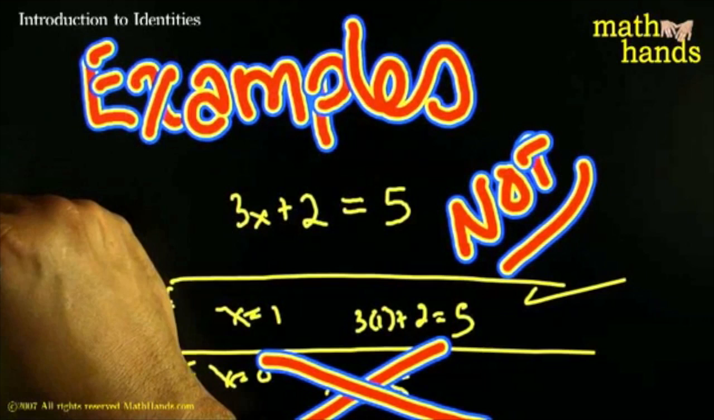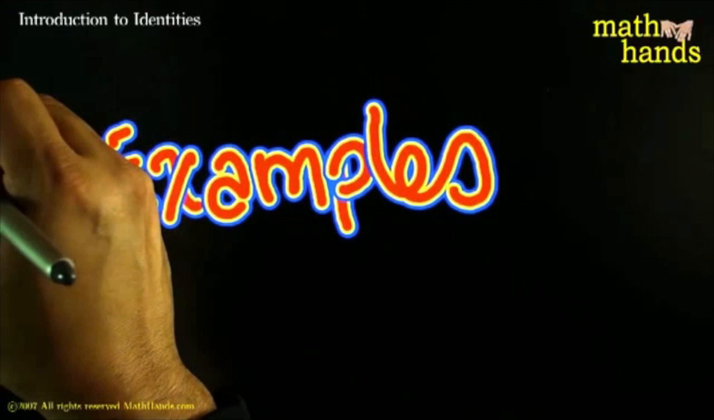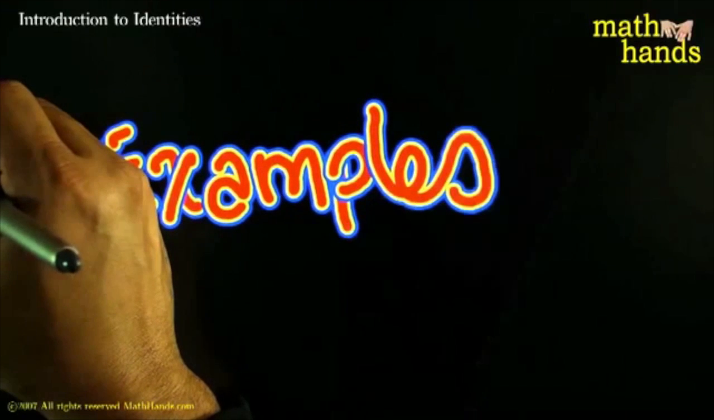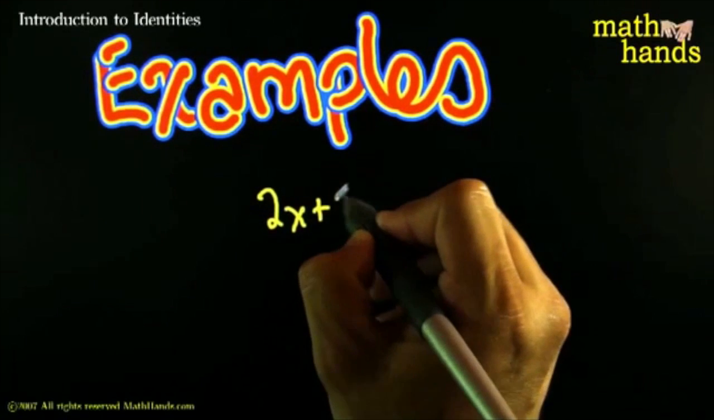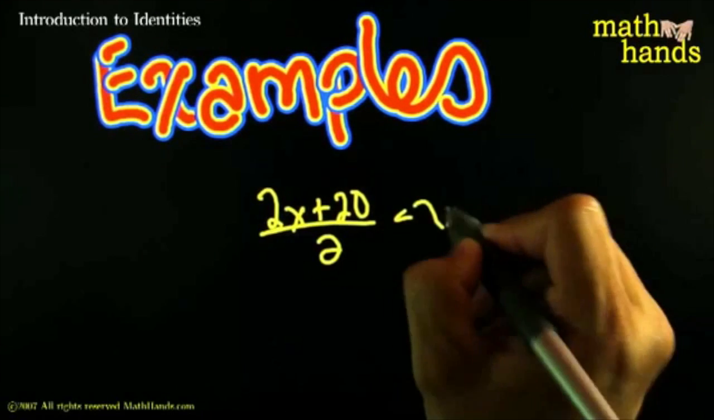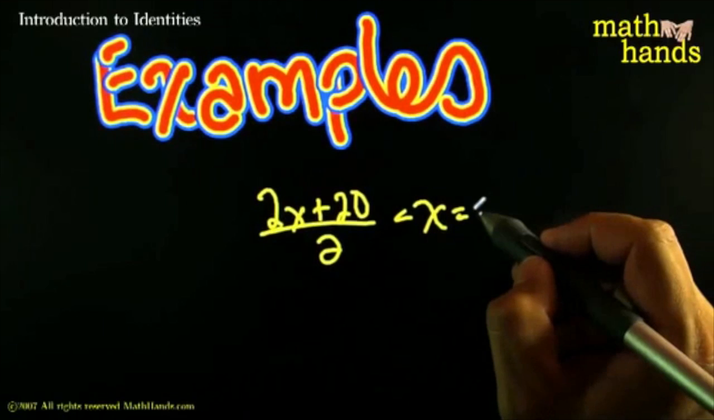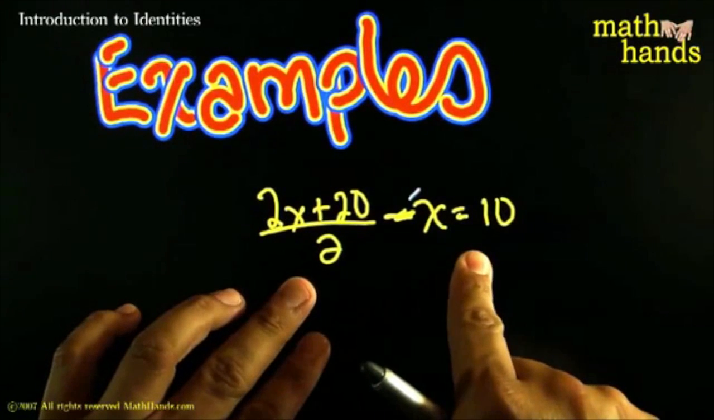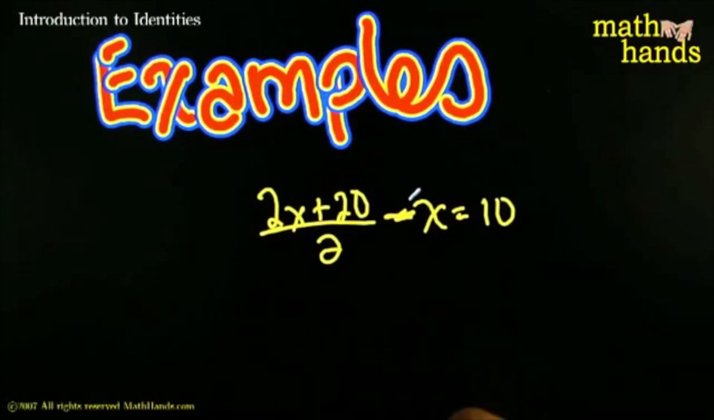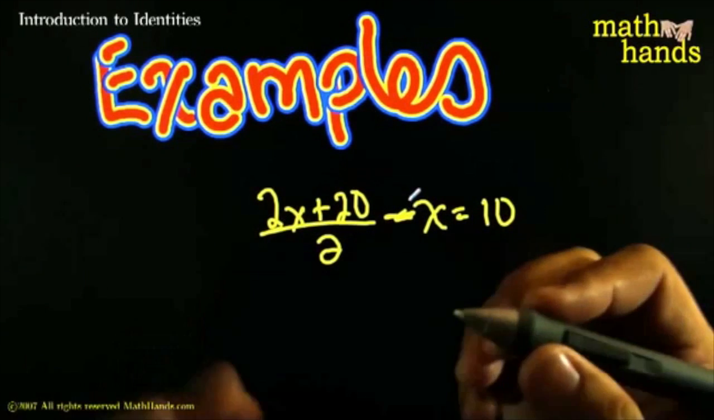Do you guys want to do another example? Let's try this example. So we could try another example. Try this one. Suppose you have (2x + 20) divided by (2 - x), and that's equal to 10. Is that an identity? Yes or no? That's the big question. Is it an identity?